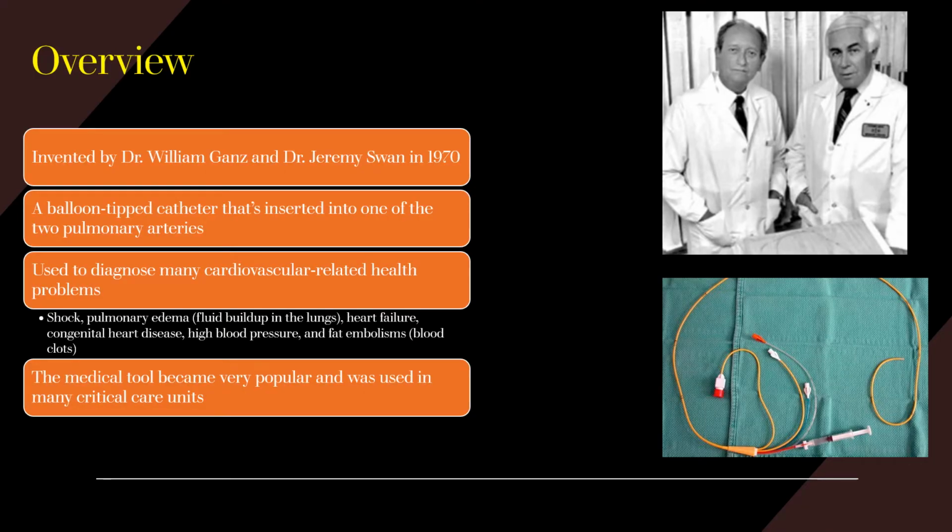The pulmonary artery catheterization was invented by Dr. William Ganz and Dr. Jeremy Swan in 1970. The pulmonary artery catheter is a balloon tip catheter that's inserted into one of the two pulmonary arteries and is used to diagnose many cardiovascular related health problems, including pulmonary edema, which is a fluid buildup in the lungs, heart failure, congenital heart disease, high blood pressure, and fat embolisms, also known as blood clots. This medical tool became very popular and was used in many critical care units throughout the country.